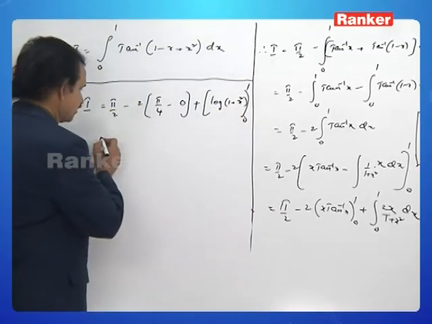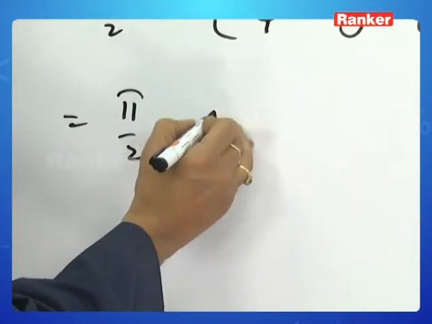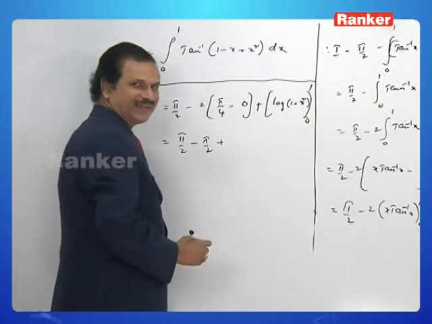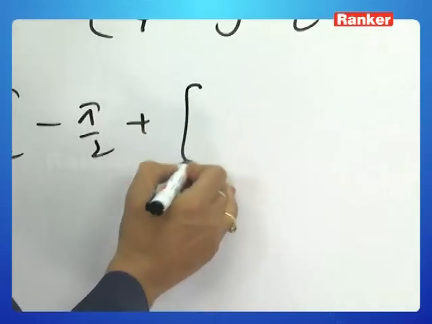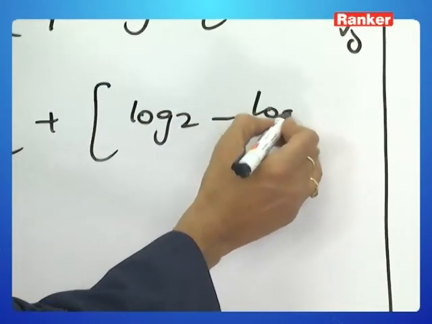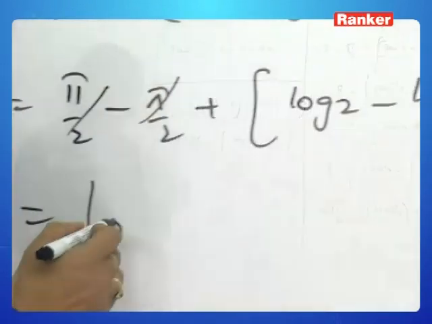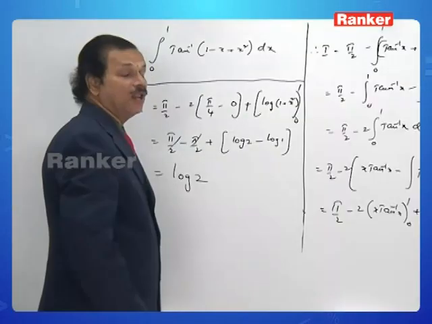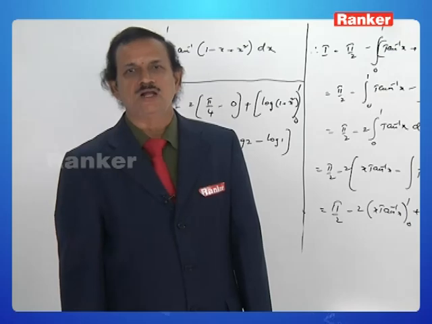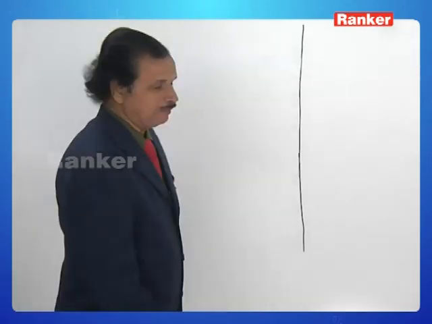What is going to happen? Pi by 2, 2 into pi by 4 is again pi by 2, plus, if you take 1 in the place of x, it is log 2. If you take 0, it is log 1. But log 1 is 0. These two will be cancelled. Ultimately, what is the final answer? Log 2 to the base e, of course. See, the final answer is log 2 to the base e. We follow it. Let us look at the next problem.